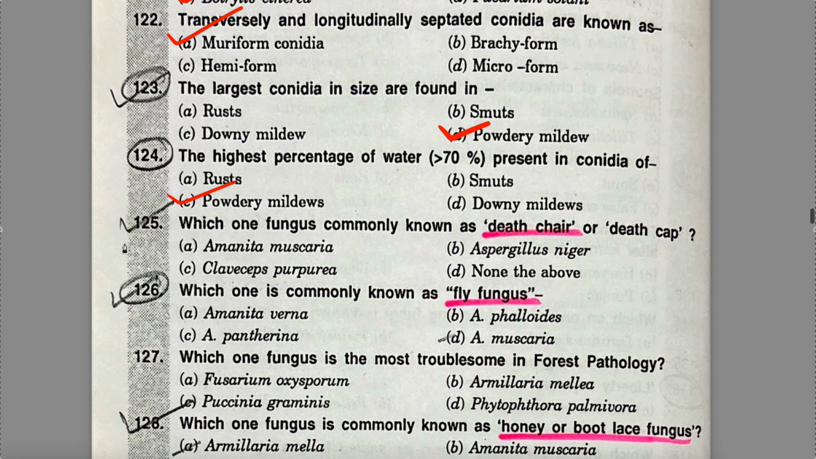The last question for today, which is 125. Which fungus is commonly known as death cap? Amanita, Aspergillus, Claviceps, or none? The answer is Amanita muscaria. From 126 we will start tomorrow.